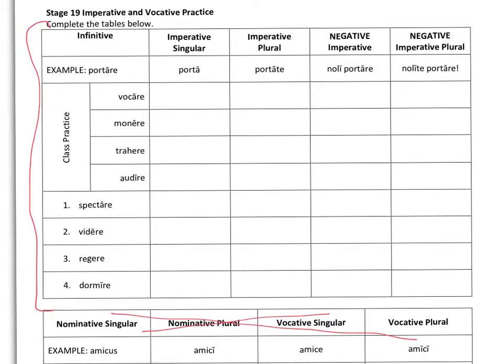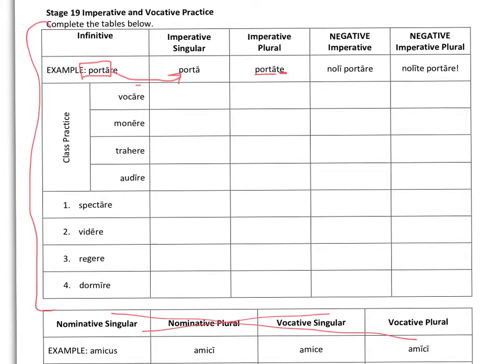Number one, remember, to form the imperative singular, you simply take the stem from the infinitive. So in this example here, porta, the infinitive is portare, so to get the singular, you knock off the re, porta, and that's what we get over here. To form the imperative plural, portate, again, you start with the infinitive, so portare, but the r changes to a t. That's why you get porta plus a te.